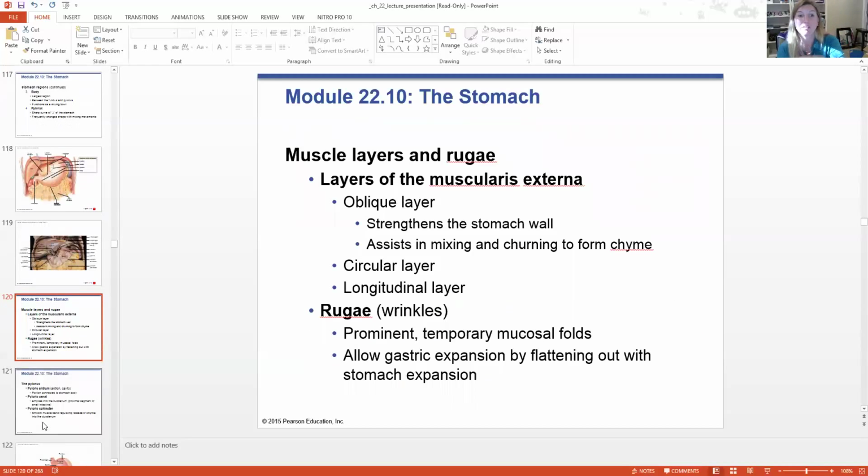So let's talk about the layers within the stomach. So typically muscularis externa has two layers, right? An inner circular and outer longitudinal. Well, in our stomach, because there's a lot of mixing and churning that takes place, there's actually three muscular layers. There's an oblique layer, a circular layer, and a longitudinal layer.